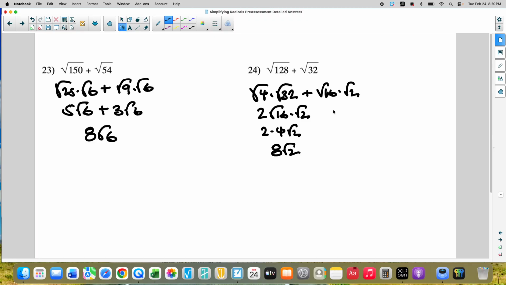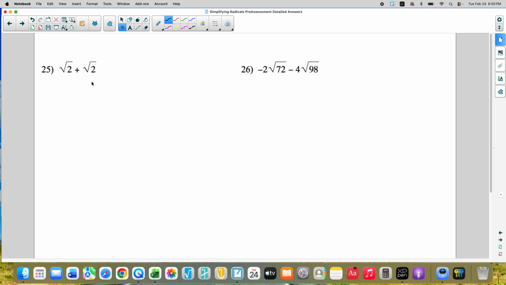16, 2 plus 4 rad 2 plus 4 rad 2 plus 4 rad 2, which makes 12 rad 2. Got to keep track. Your work has to be organized. That's going to be 2 rad 2. That's a nice easy one. Ooh, I almost combined those.